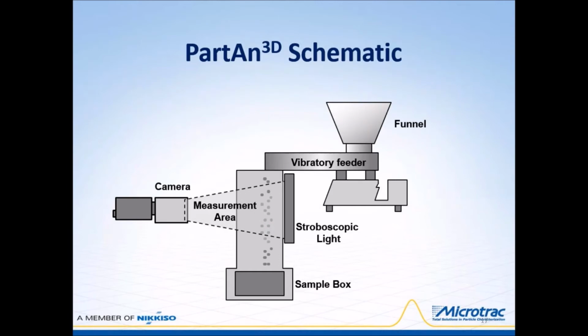Here's a schematic which shows the simplicity of dynamic image analysis as used in the PartAn 3D analyzer. The dry sample placed in the funnel above right moves on a vibratory feeder to the edge of the sensing zone, where it falls by gravity through the sensing zone and is collected in the sample box at the bottom. A light strobe on one side of the sensing zone lights the particles as the digital camera on the other side photographs the particles as they tumble through the sensing zone.